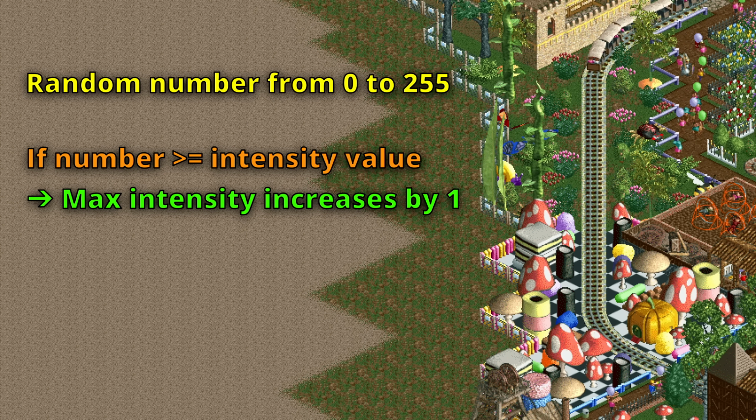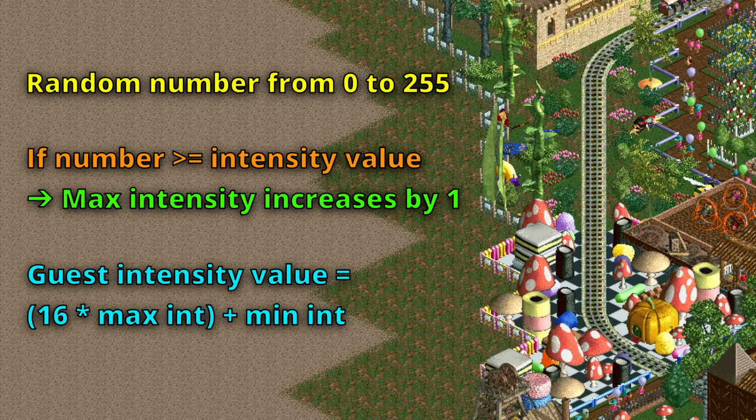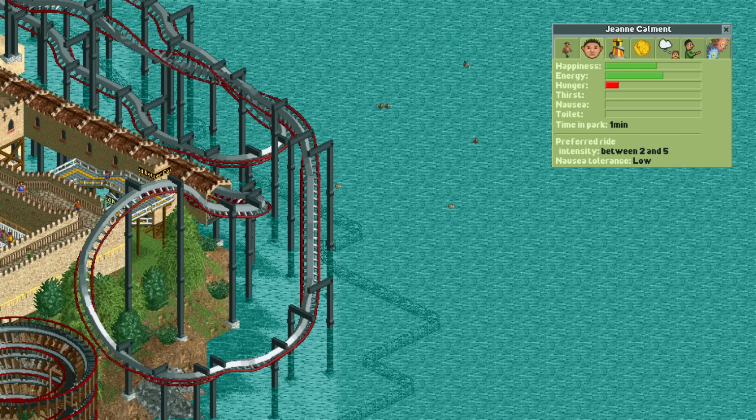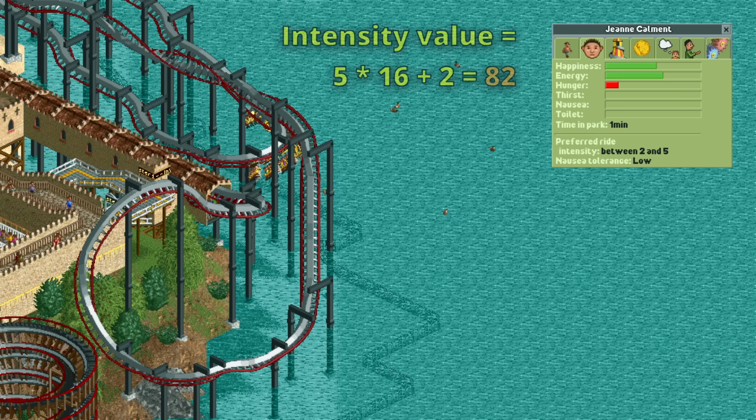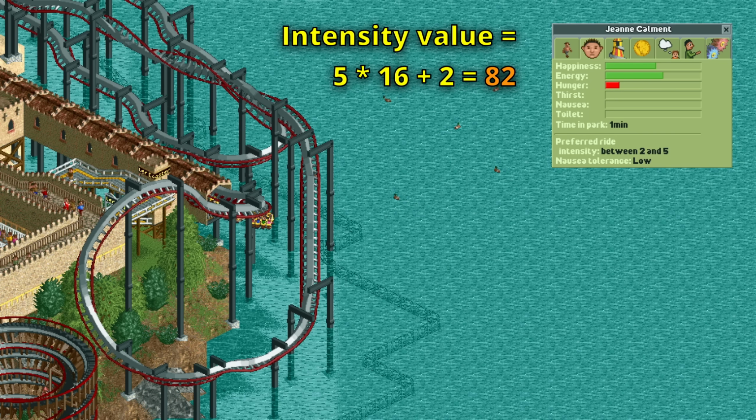This intensity value is calculated by taking their maximum intensity preference multiplied by 16 and adding their minimum intensity preference. For example, if a guest has a preference of between 2 and 5, their intensity value here will be 5 times 16 plus 2, which is 82. The chance that a random number ranging from 0 to 255 is larger than 82 is 68%.